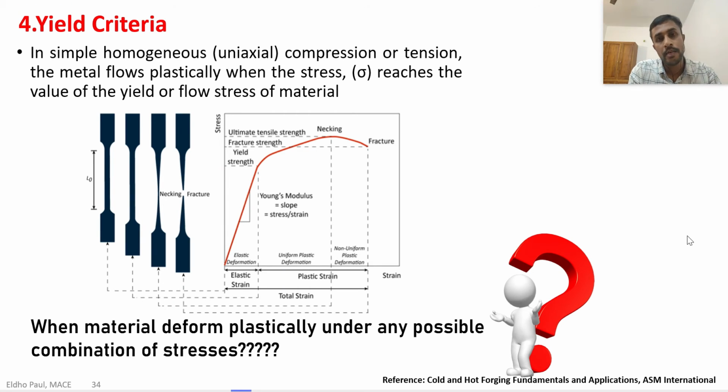In the last two lectures, we discussed the state of stress and the fundamentals of plastic deformation, like the stress strain diagrams and different parameters which affect plastic deformation, etc. So here in this lecture, we are going to discuss the yield criteria. That is actually the continuation of the second lecture.